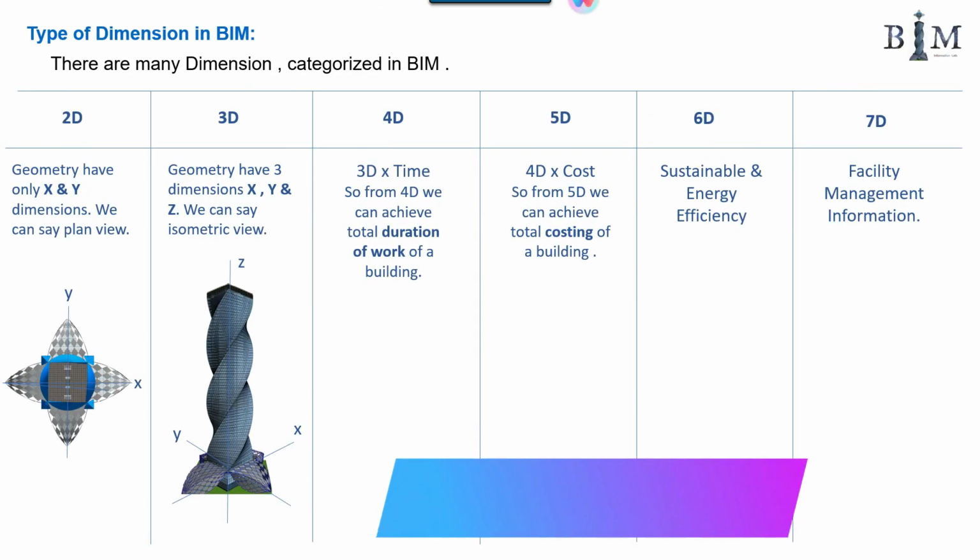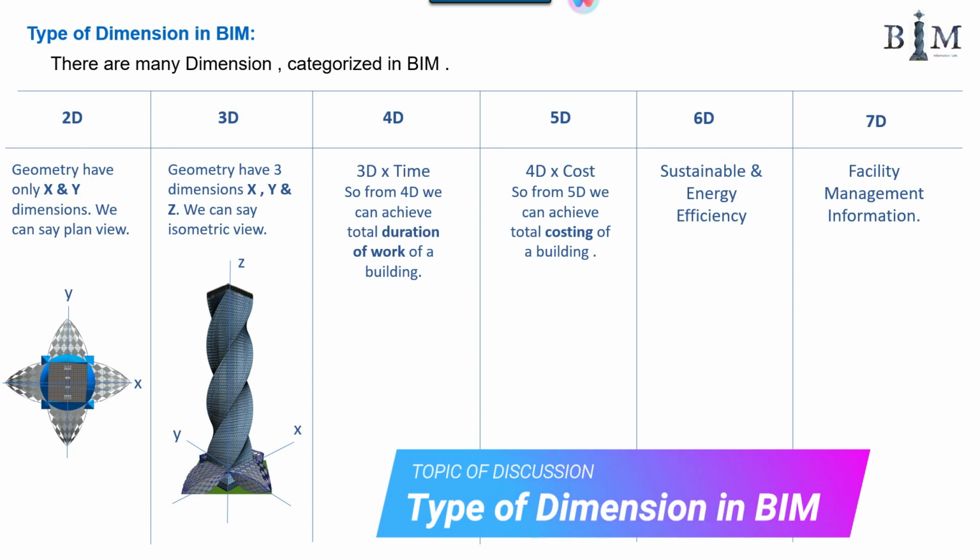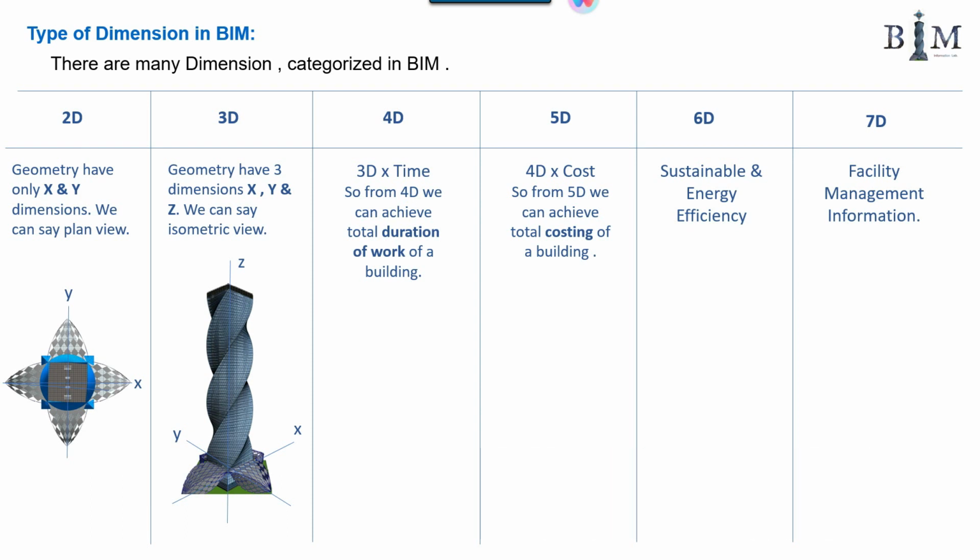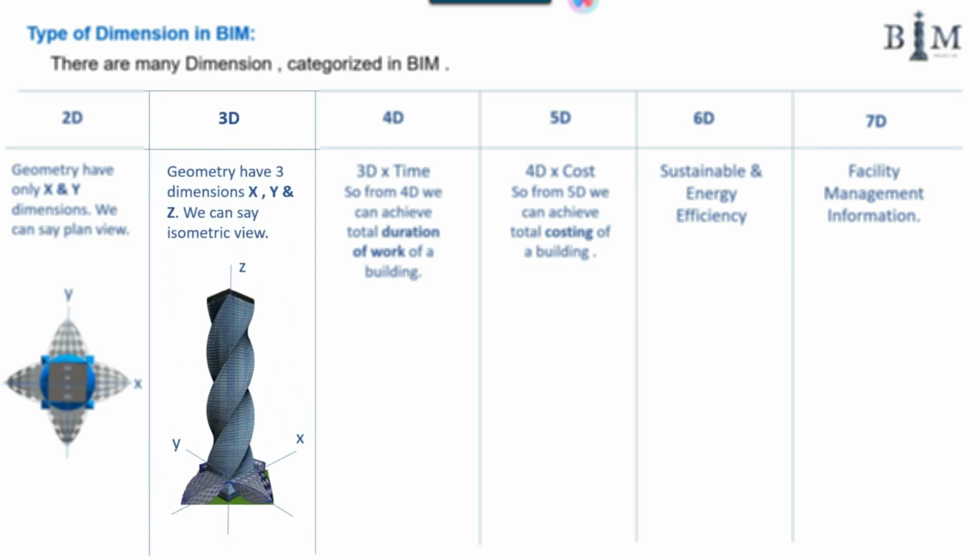Types of dimension in BIM. There are many dimensions categorized in BIM like 2D, 3D, 4D, 5D, 6D and this goes up to 7D. For 2D, geometry has only X and Y dimension. We can say plan view. For 3D, geometry has 3 dimensions X, Y and Z. We can say isometric view.